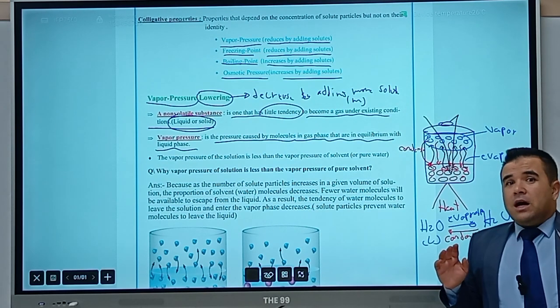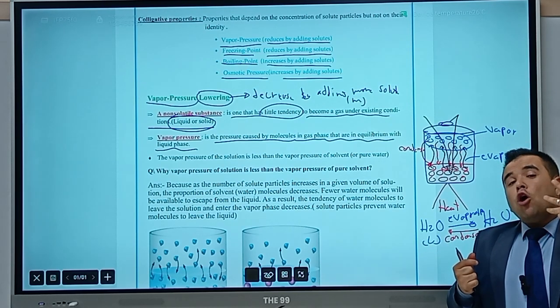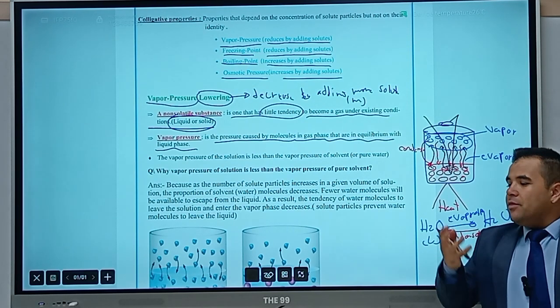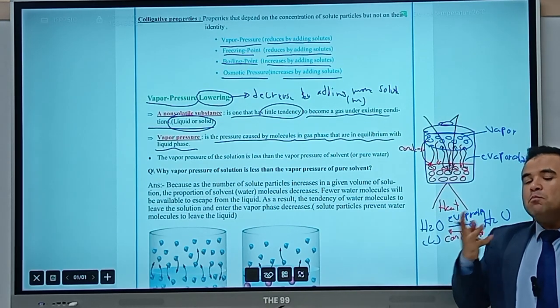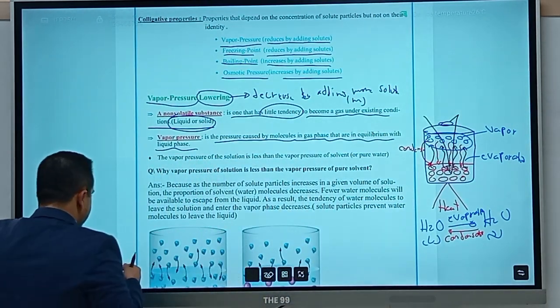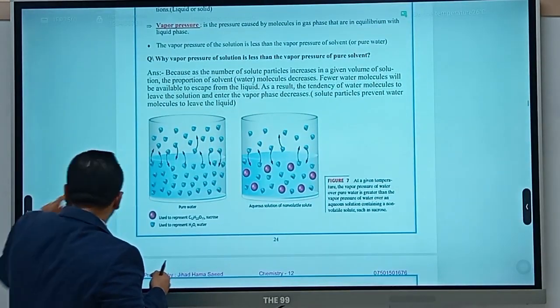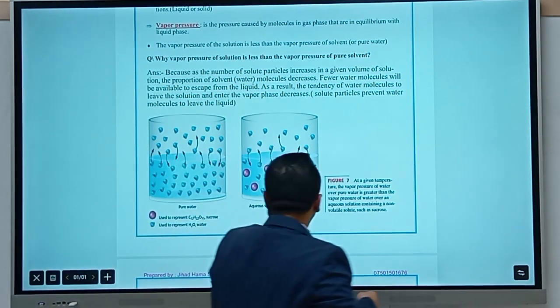Let us answer the question: if we compare the pure solvent and the solution's vapor pressure, which one will provide more vapor pressure? Guys, have a look at this figure. It's figure 7.